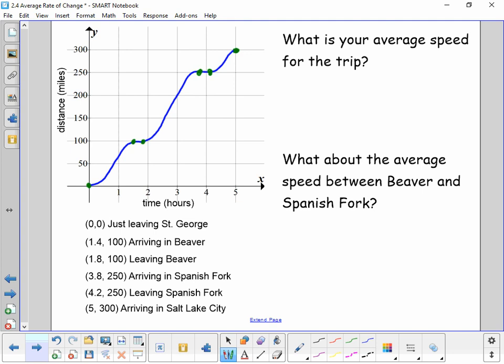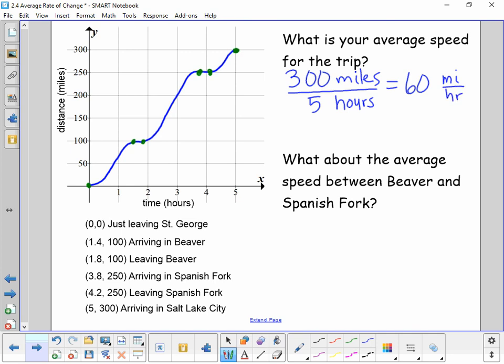Well, we traveled a total of 300 miles. And normally when we're thinking about speed as we're driving, we would think about that in terms of miles per hour. Well, per in math usually tells us that we're dividing. Miles per hour means to take the miles and divide it by the hours. So we traveled a total of 300 miles, and we did that over a time of 5 hours. So for our trip, on average, 300 divided by 5 is 60 miles per hour.